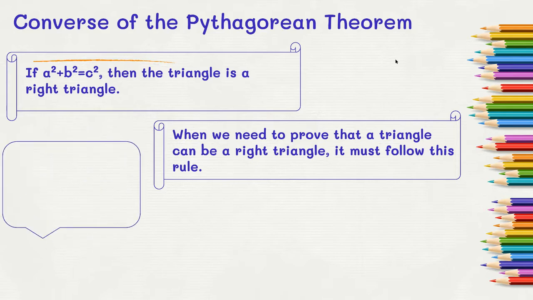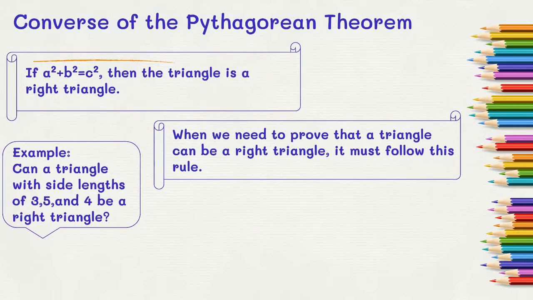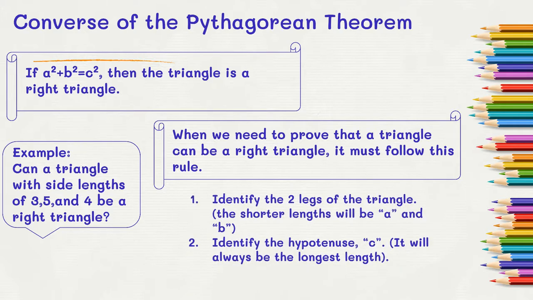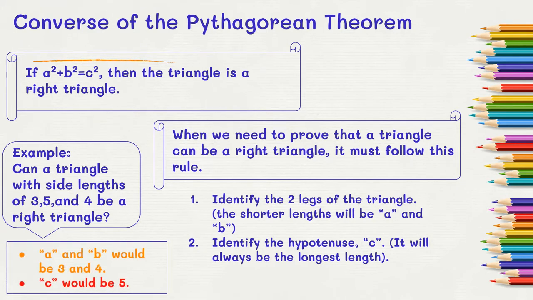All right, so let's look at an example. Can a triangle with the side lengths of 3, 5, and 4 be a right triangle? The first thing we're going to do is identify the two legs of the triangle. The shorter lengths will be a and b. And then we identify our hypotenuse, which is always going to be the longest length. So a and b would be 3 and 4, and our c would be 5 because 5 is the longest length.